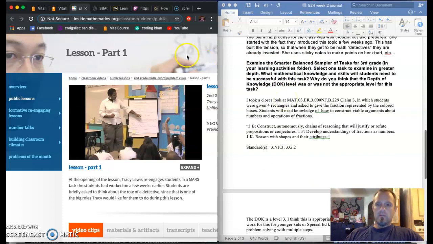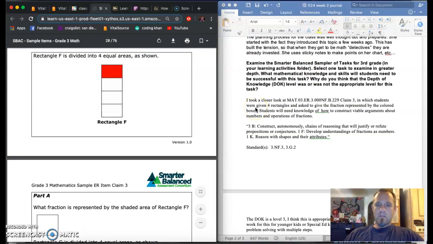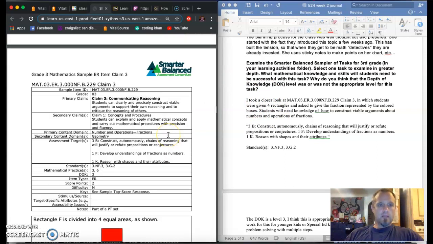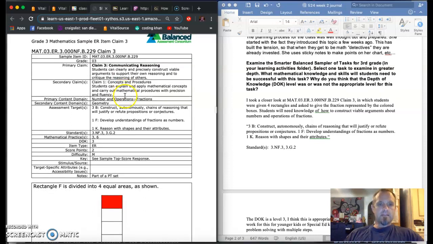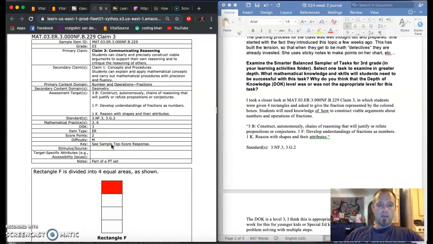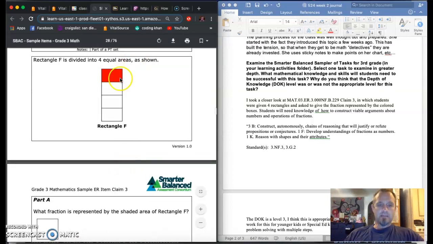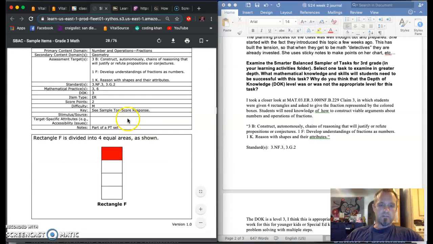Now, the Smarter Balanced sampler of tasks. The task that I took a closer look at and focused on is MAT03ER3, Mathematics Sampler Item Claim 3. This is about basically offering rectangles for students to start to process as aspects, as functions of fractions.